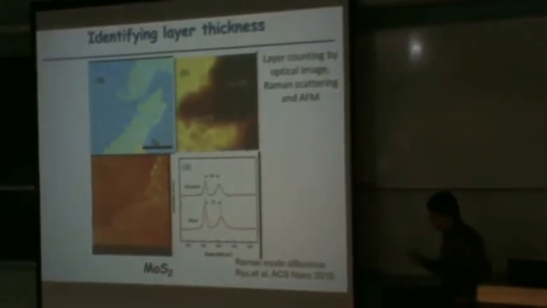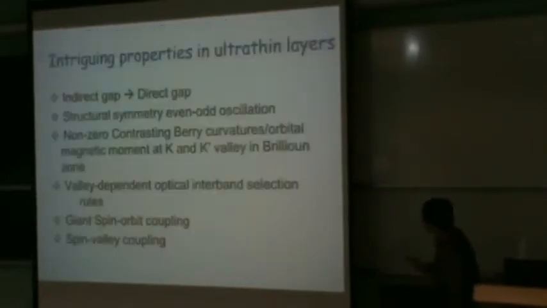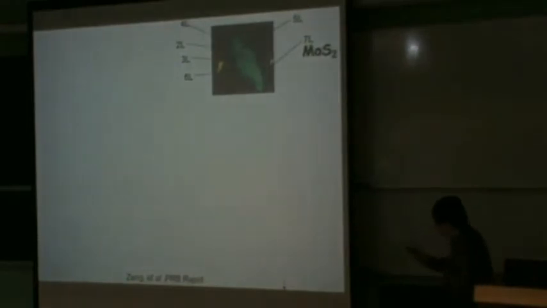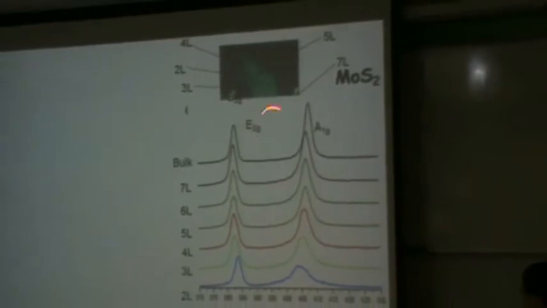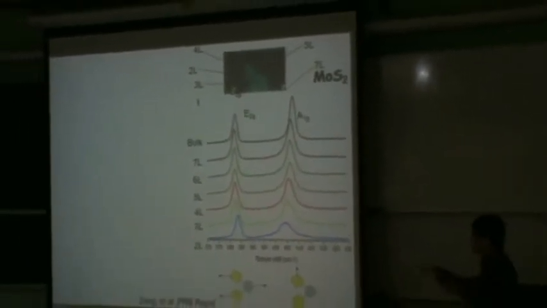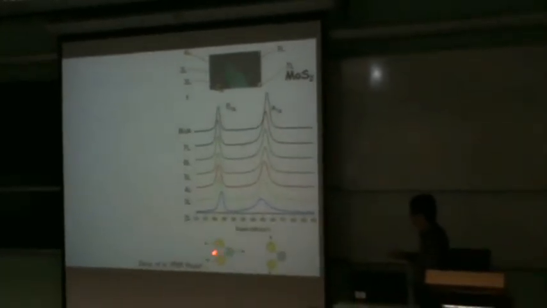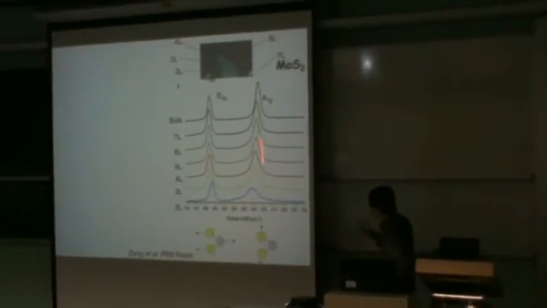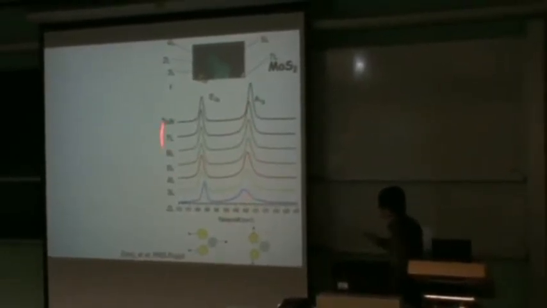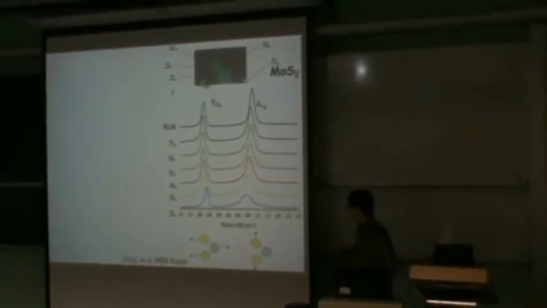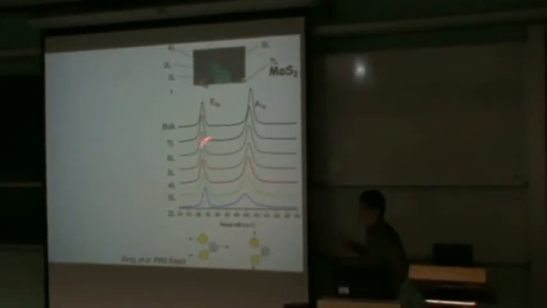Here are examples of the two characteristic Raman modes. Here I show an example: this is the optical image of a flake with different layers, meaning bilayer, trilayer, and so on. And here are the two Raman characteristic modes. One we call E2g, and one we call A1g, which correspond to different vibration modes. E2g is the in-plane vibration of the metal and chalcogen atoms, an optical phonon mode, and A1g is the out-of-plane vibration. You can see these two Raman modes show different evolution against the layer thickness, so they are popularly used as a monitor or indicator of the film thickness.